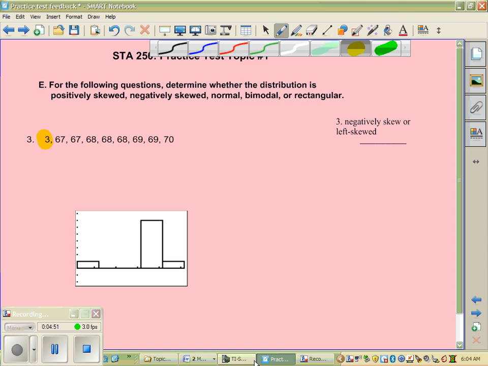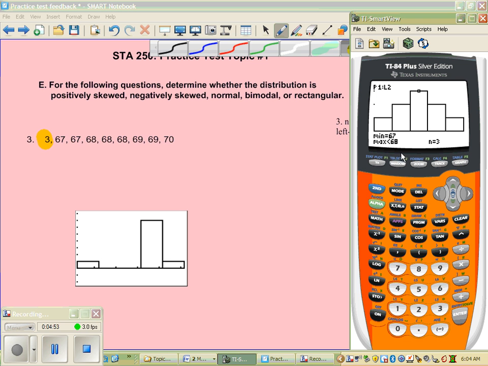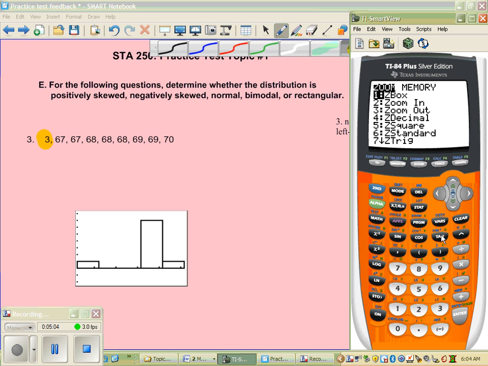The data display really helps us there because we can look at it and see. So let's go in and make our data display. Come here, go down, second L3 is where I have the list. I go zoom 9, and there we got our data display. Now, I'm going to change my data display real quickly for us, and I'm going to change it to what they call a box and whisker with outliers.